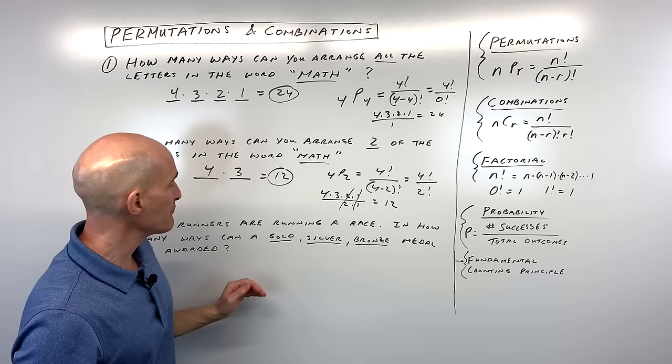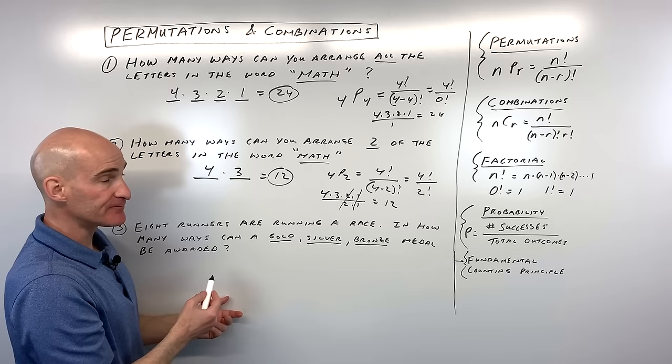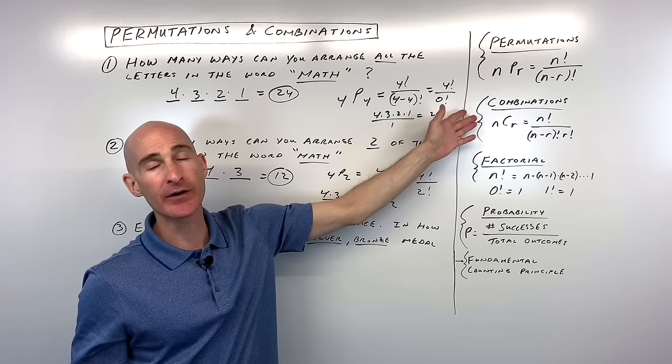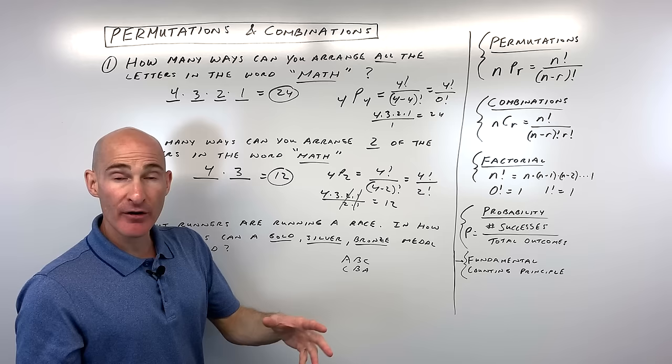Okay, for number 3 now, let's try this one. It says 8 runners are running in a race. In how many ways can a gold, silver, and bronze medal be awarded? So what do you think for that one? The question you always want to ask yourself in these problems is, is it a permutation? Is it a combination? Does the order matter, or does the order not matter? Say for example, runners A, B, and C versus C, B, and A. Here A gets the gold medal, whereas here C is getting the gold medal. Same three people are finishing in the top three places, but it's a different awarding of medals. So this would definitely be a permutation.